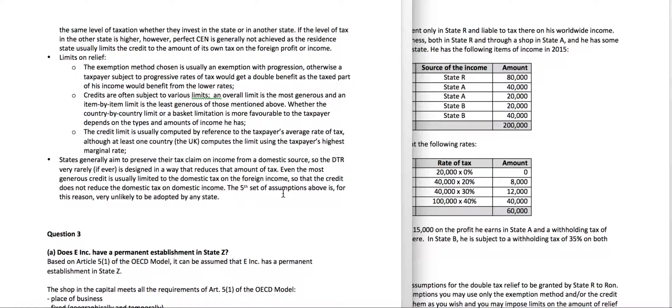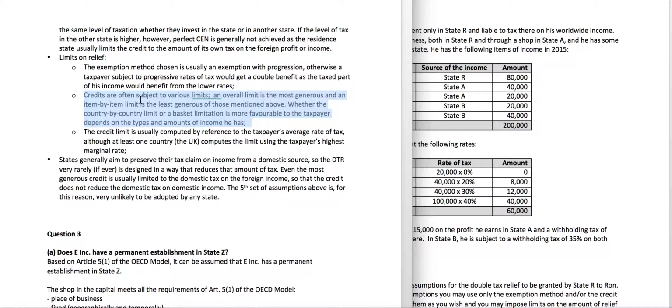If the level of tax in the other state is higher, however, perfect capital export neutrality generally cannot be achieved, as the resident state usually limits the credit to the amount of its own tax on the foreign profit income. Limits of this type of relief are: exemption method is usually chosen as an exemption with progression, otherwise a taxpayer subject to progressive rates gets a double benefit.